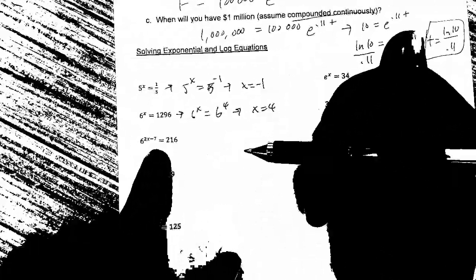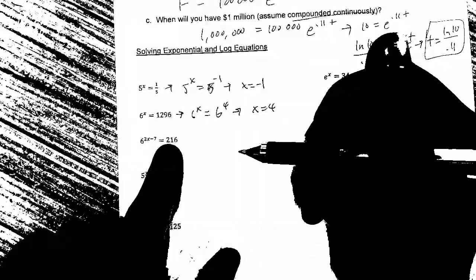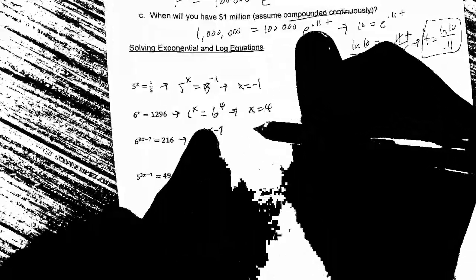And this one, 2 to the 16. 6 to the power of what is 216? 3. Or wait, no, sorry, 4. Well, how could that be 4 if that's 4? The x would be 5. What 6 to what is 216? 6 to the 4th can't be.